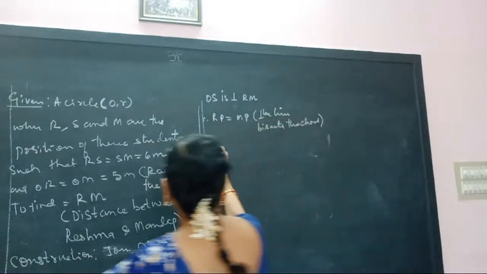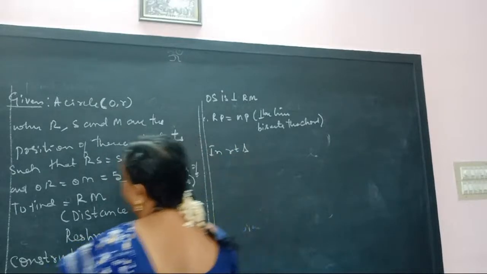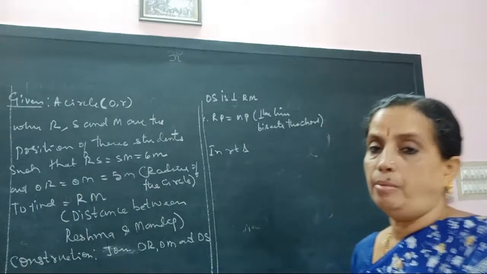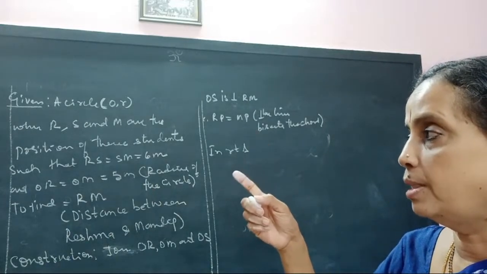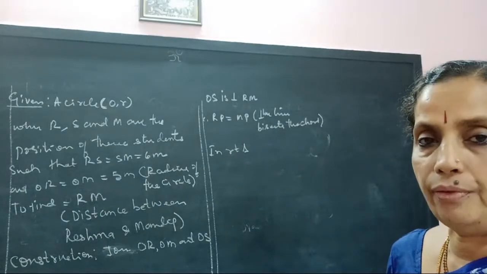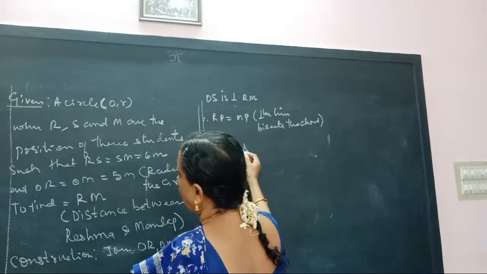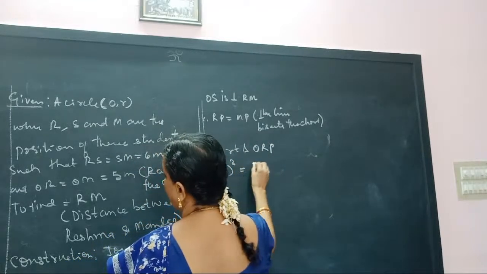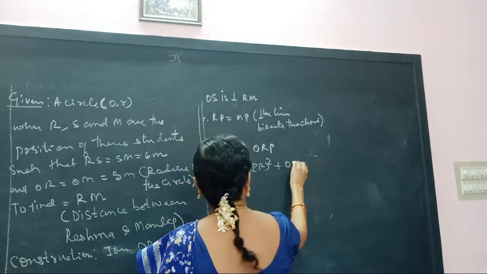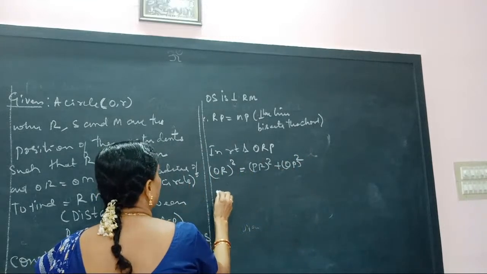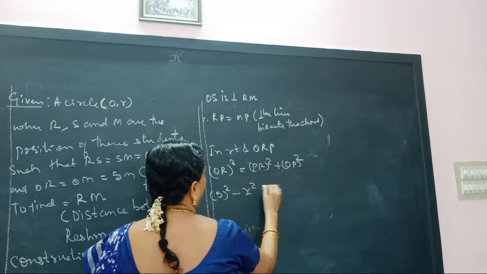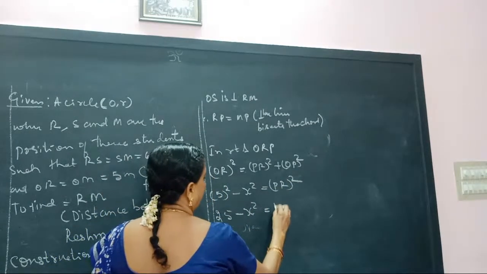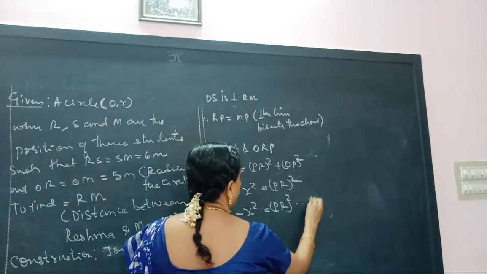So now consider, in the right triangle, I have taken the total radius as 5. If one part is x, the other part will be 5 minus x. That is OP equals x, then SP equals 5 minus x. You can check the figure in your book. In right triangle ORP, with 90 degrees, OR square equals PR square plus OP square. So 5 square minus x square equals PR square. That is 25 minus x square equals PR square. Take it as result 1.